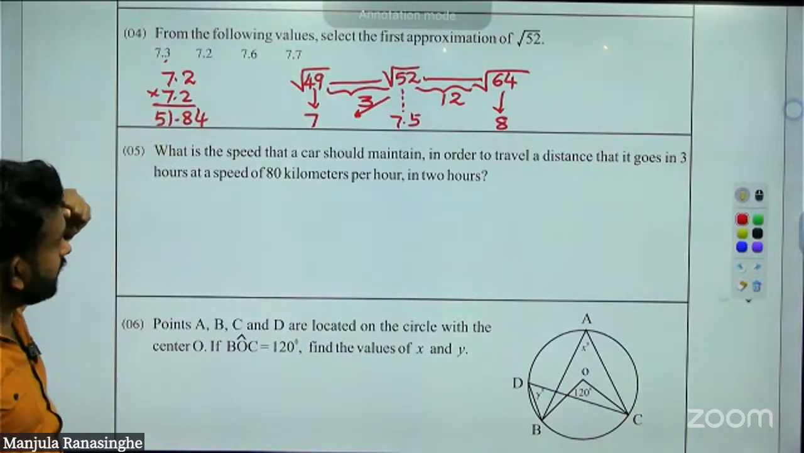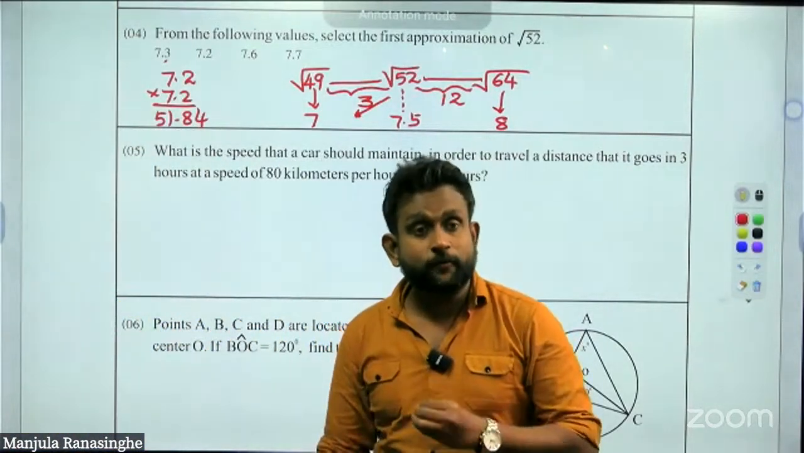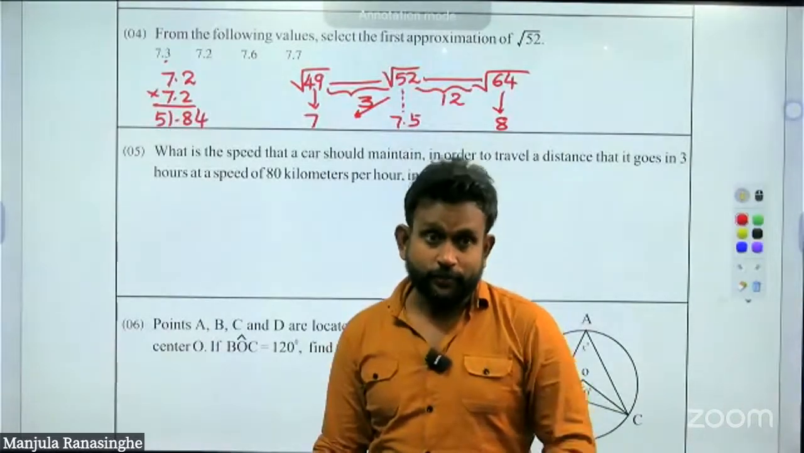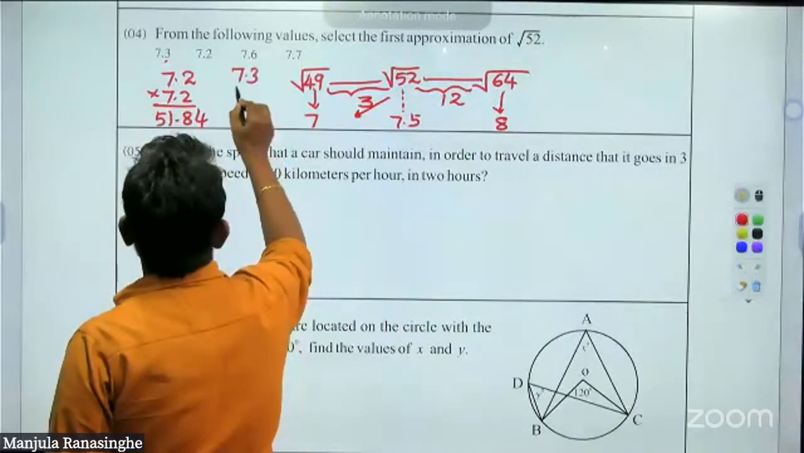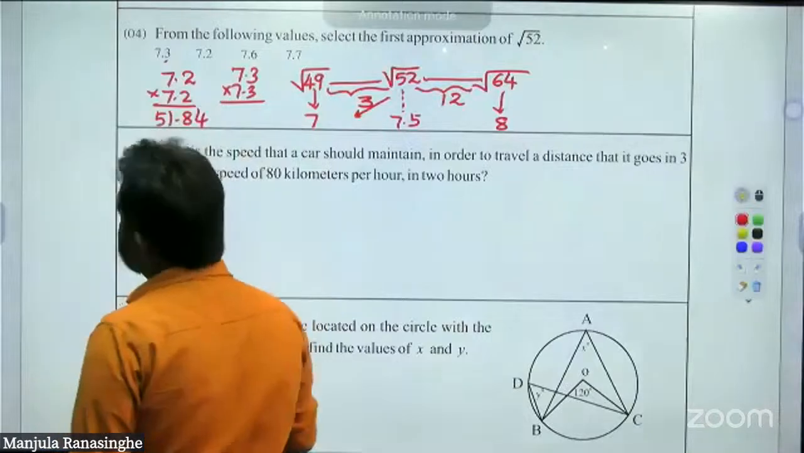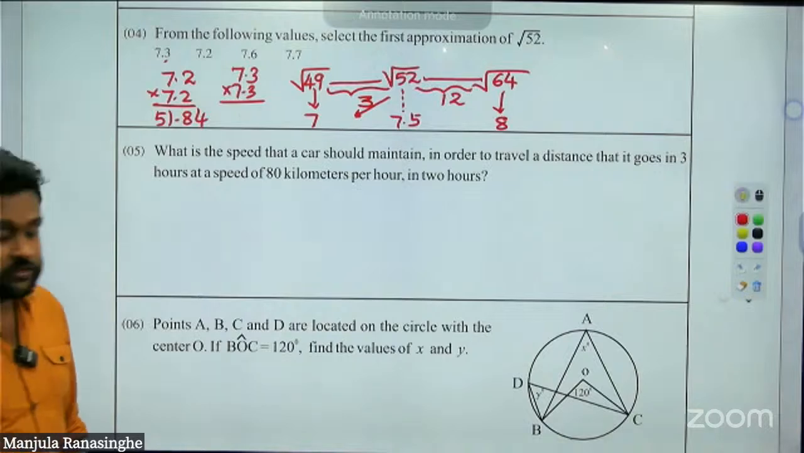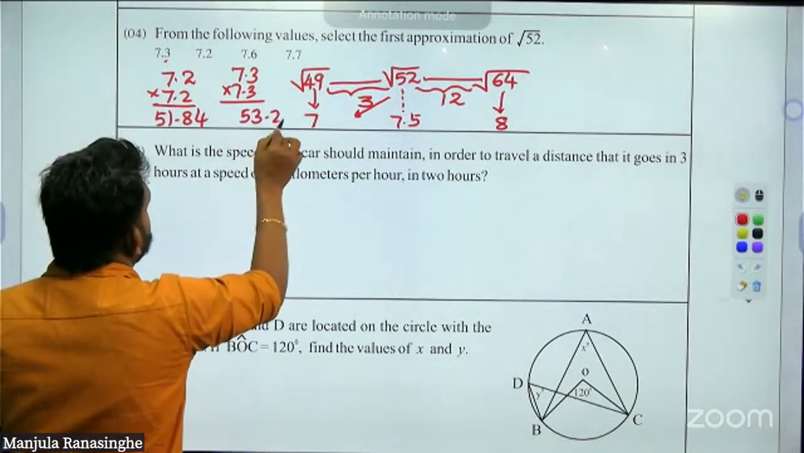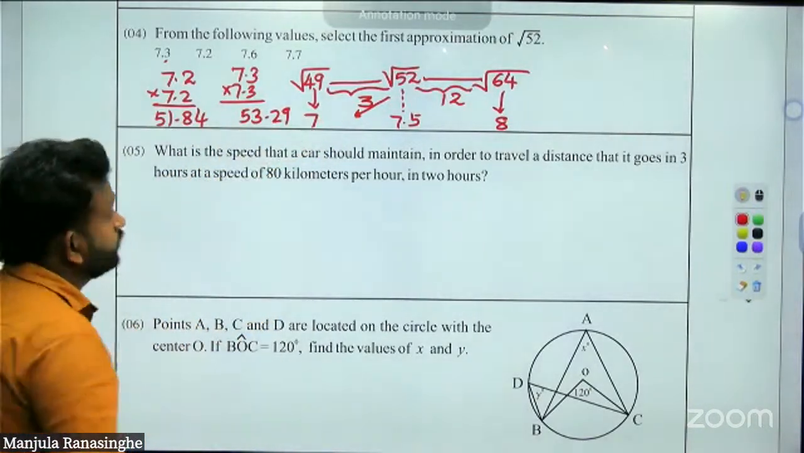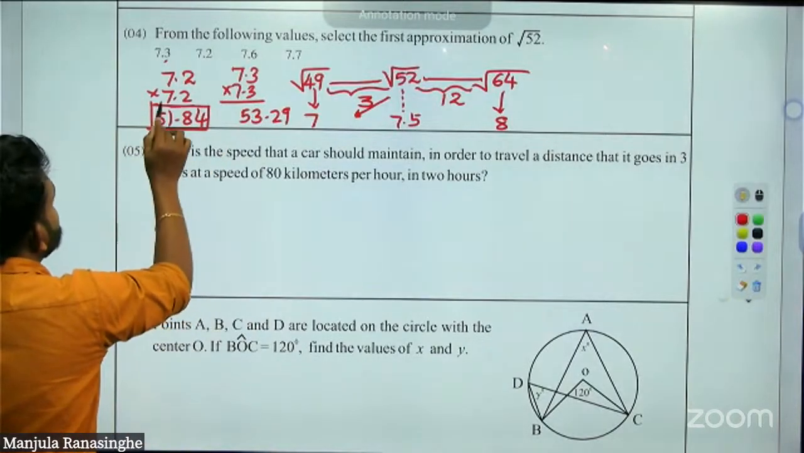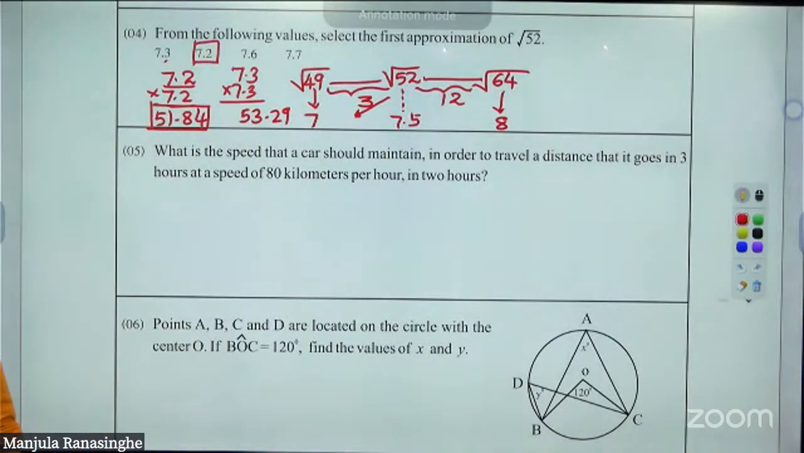0.16 gap, but as per our experience when dealing with the question, we know that 0.14 is a very lower gap. However, you have to determine by checking the other value 7.3, whether it makes a lower gap or not. Just multiply 7.3 by 7.3, then the answer is around 53.29. Now you can see that it is more than 52, so you can choose directly these answers. That means 7.2 is chosen as the first approximation of the square root of 52.